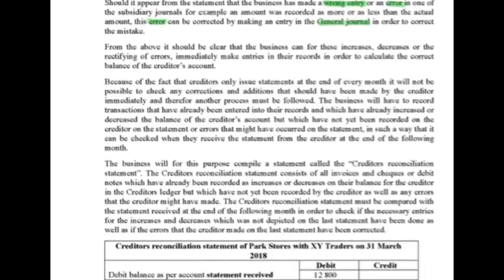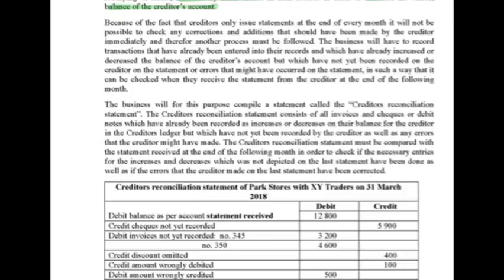So from the above, it should be clear that the business can, for these increases or decreases or the rectifying of errors, immediately make entries in their records in order to calculate the correct balance of the creditor's account. Because of the fact, however, that creditors only issue statements at the end of the month, it will not be possible to check any corrections and additions that should have been made by the creditor immediately, and therefore another process must be followed. So it's not as easy for us to make corrections in their books, for instance, as it is for us to make corrections in our own books.